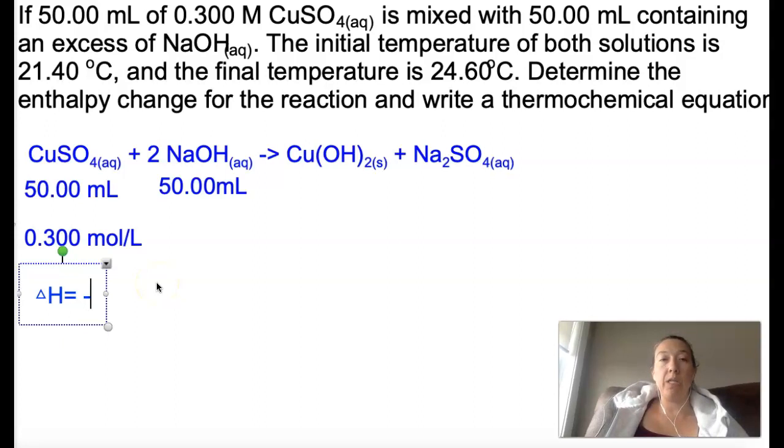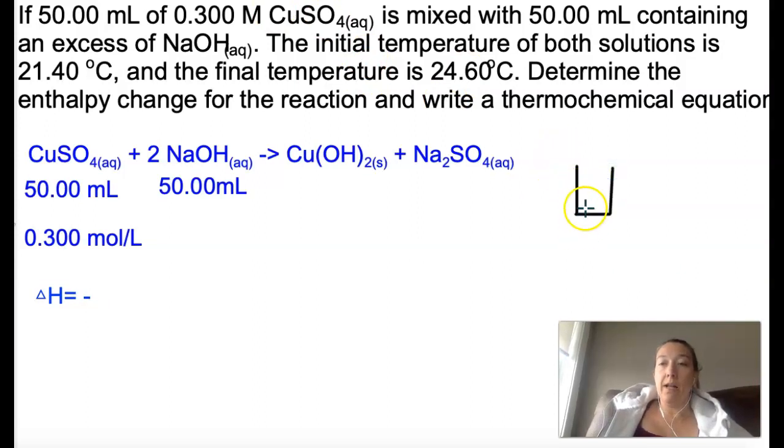But remember we talked previously about how we can assume that solutions are water? So if I took 50 mils of copper sulfate and I mix that with 50 mils of sodium hydroxide, right? So I had my little container, and then into that I put 50 mils of the copper sulfate, and then I put in the additional 50 mils. Now, inside of here, this all gets mixed together. I now have 100 mils. So from that, if I have 100 mils, I have 100 grams of water.